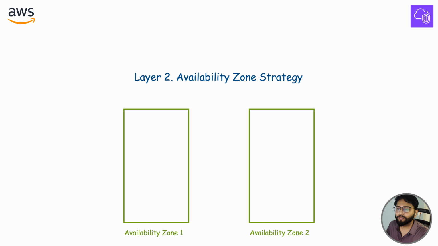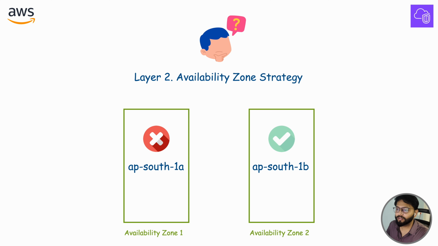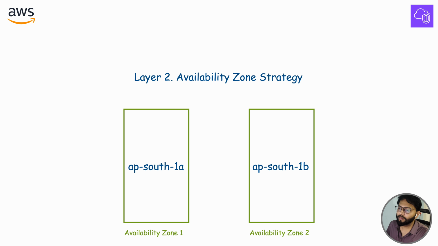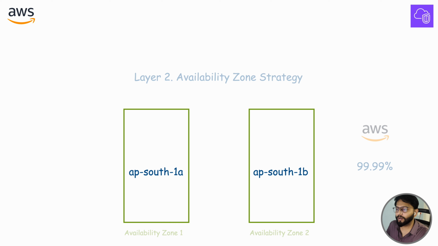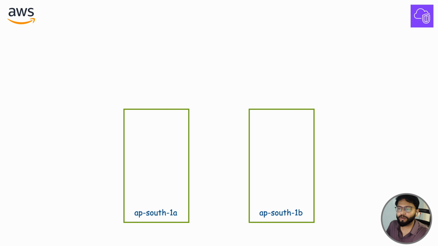Layer 2, availability zone strategy. Two availability zones minimum, ap-south-1a and ap-south-1b. Why? Because if one availability zone fails, your application stays online. AWS guarantees 99.99% uptime only when you architect across multiple availability zones.